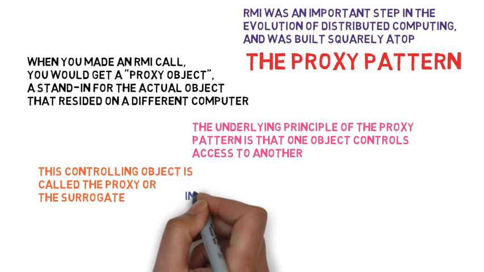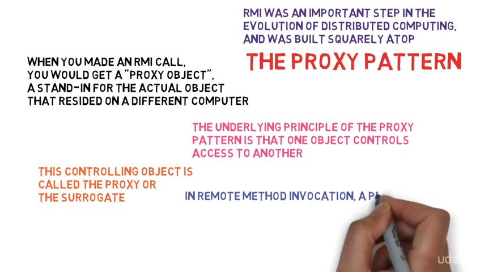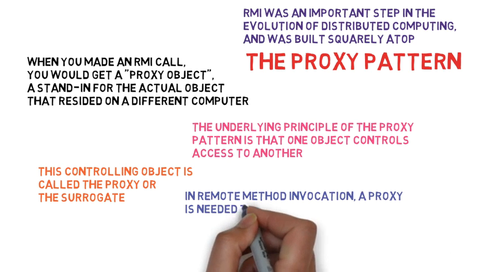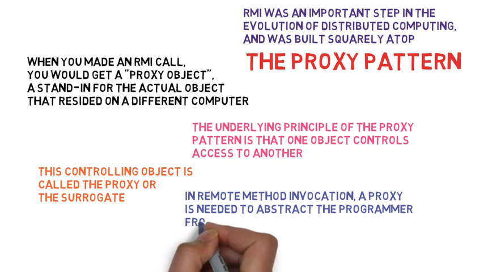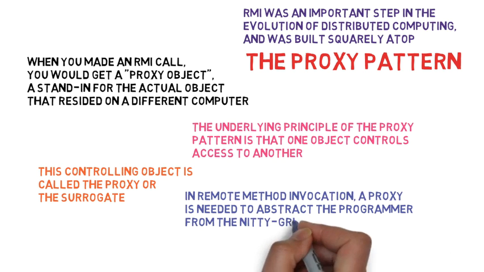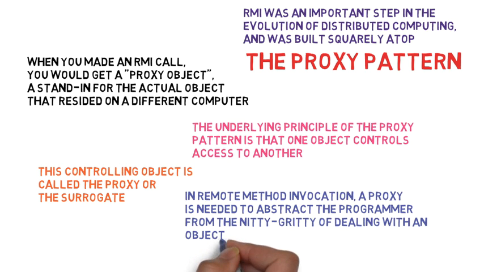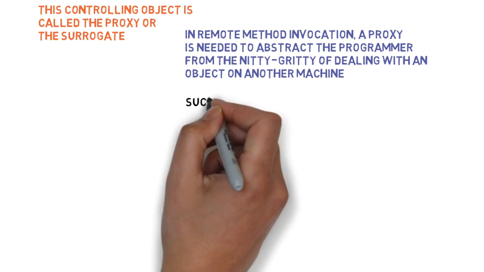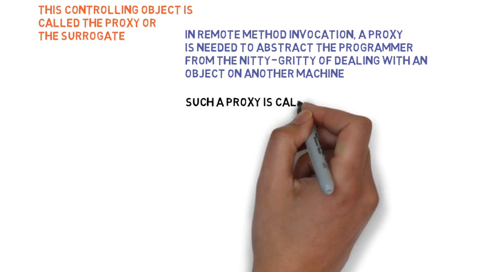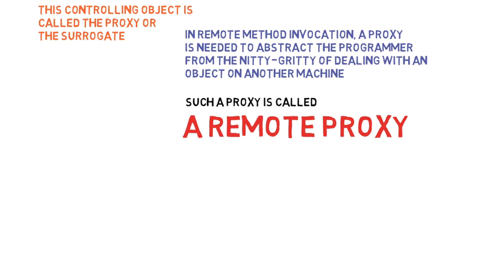Now, in remote method invocation, a proxy is also needed for another reason. A proxy is needed to abstract the programmer from the nitty-gritty of dealing with an object on another machine. So there's this whole bunch of object marshalling, connecting over the network to a remote computer. All of these are taken care of by the proxy. So when you run code on your local machine, you don't worry about these details. You simply use the proxy object like it was the original one. A proxy, as used in the case of remote method invocation, has a special name. It is called a remote proxy.